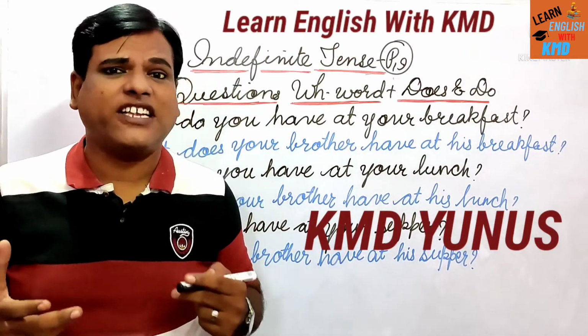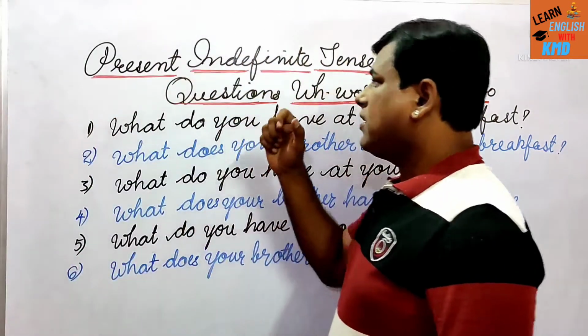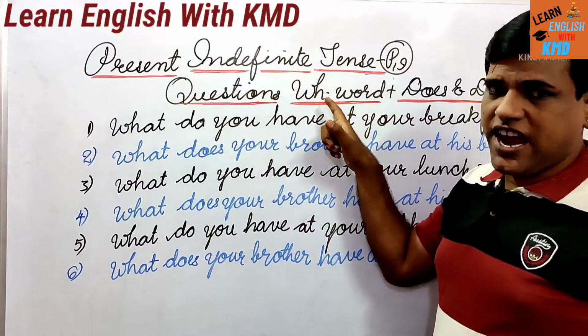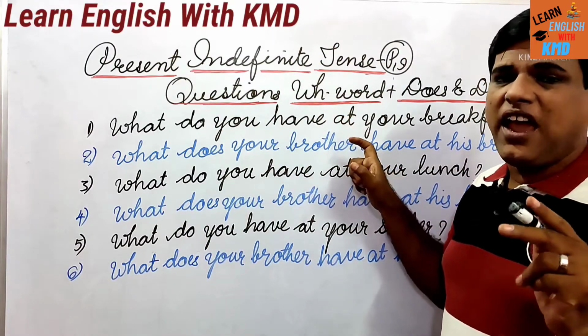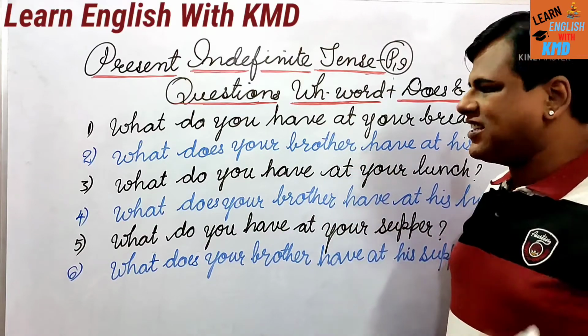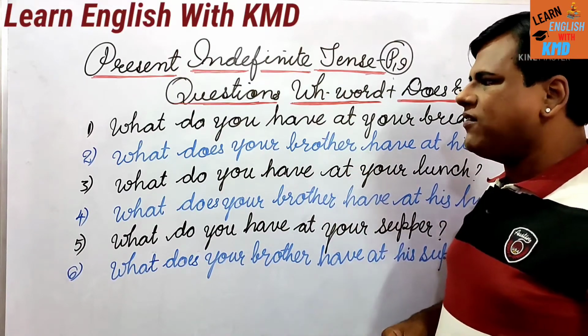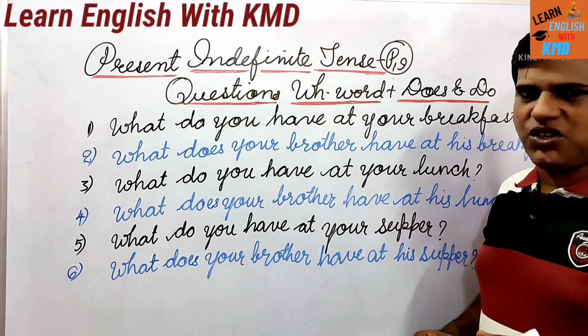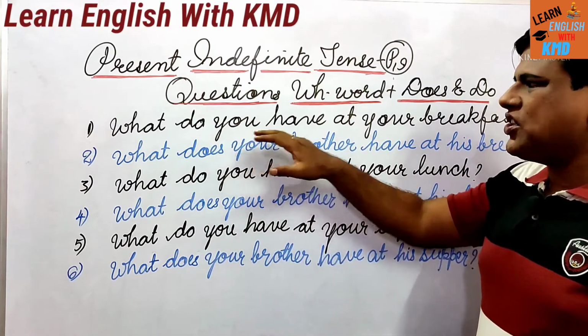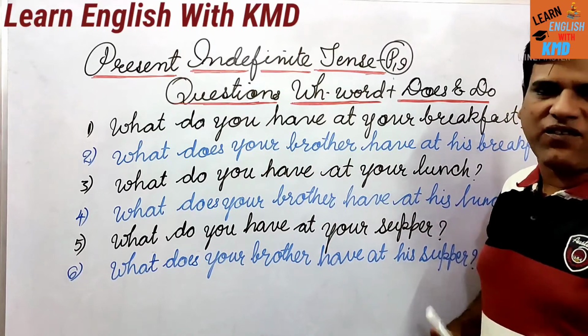Here comes question number 1. Present indefinite tense questions with WH word followed by do and followed by does. What do you have at your breakfast? Yes, you heard me correct. What do you have at your breakfast?